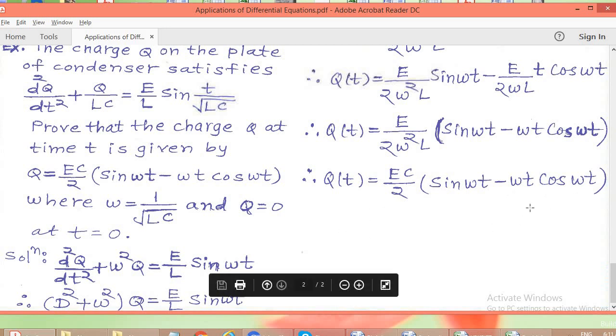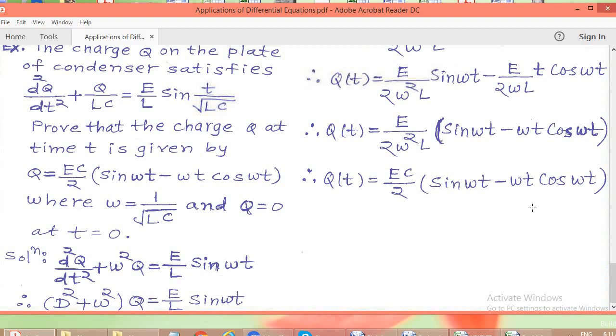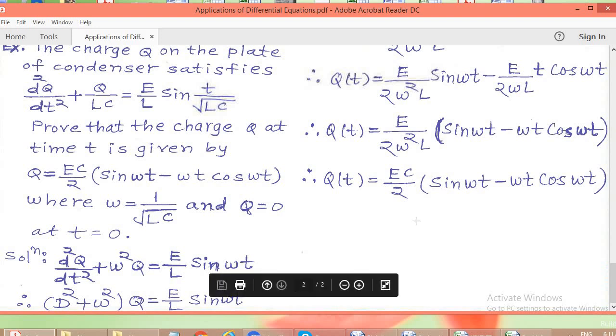So these are the three problems which we have been discussing on the applications of linear differential equations. I hope you understand it. Thank you.